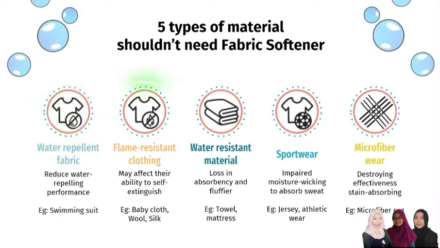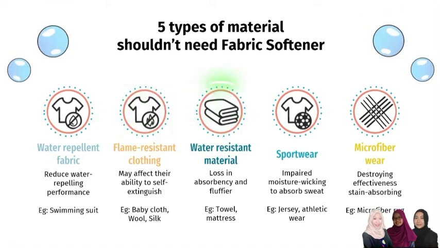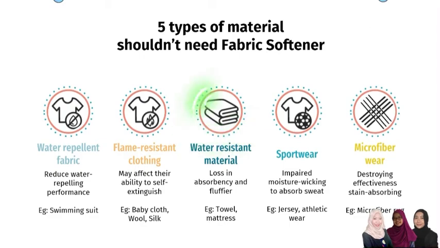Second type is flame-resistant clothing. Fabric softener may affect its ability to self-extinguish. For example, washing your children's pajamas with fabric softener impacts the flame resistant properties of the fabric. Next type is water absorbent material. Fabric softener can wear down its effectiveness and reduce absorbency. It can damage them when they are coated, for example, towels that dry poorly after a few cycles of use with fabric softener.